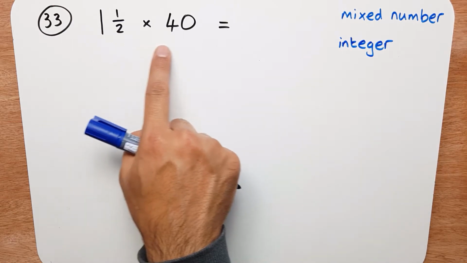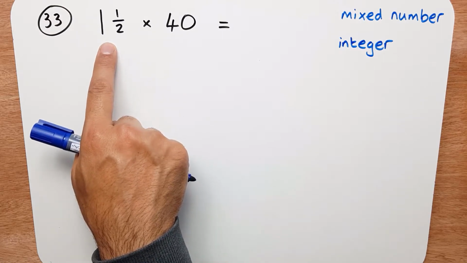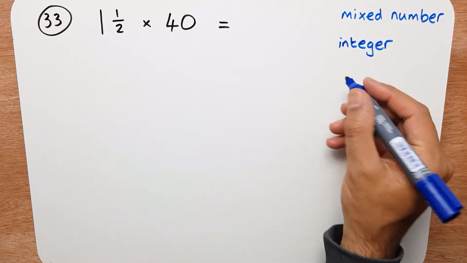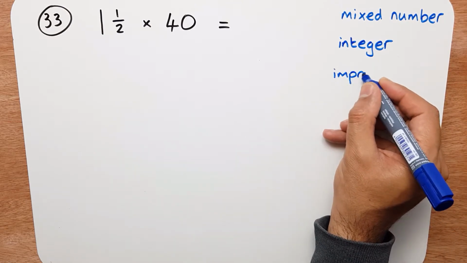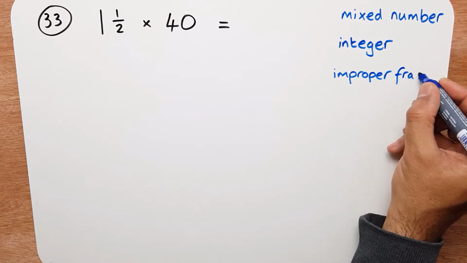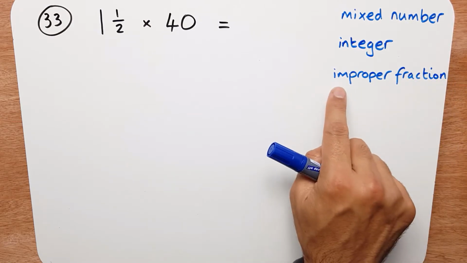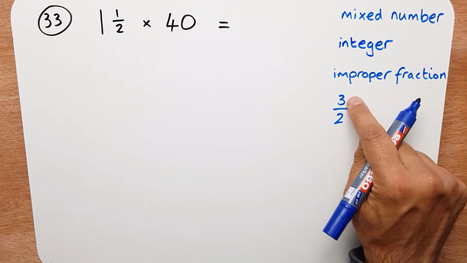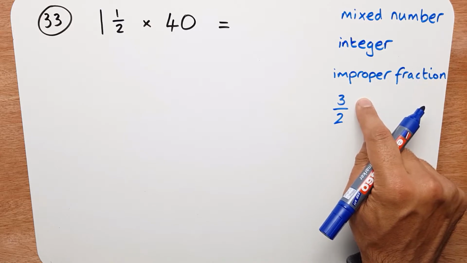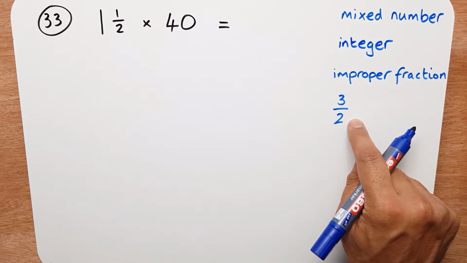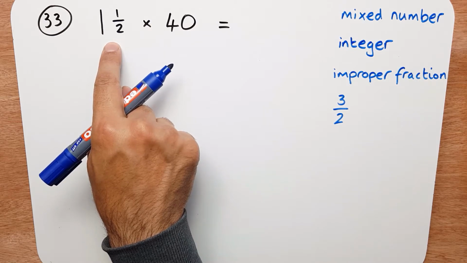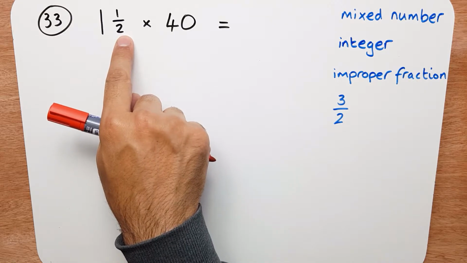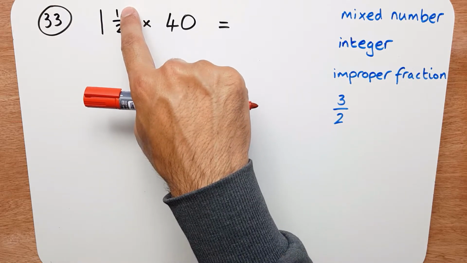Now, how do we do this? The first step is to turn this into an improper fraction. Let me write that down, improper fraction. Now, what's an improper fraction? Where the top part is bigger than the bottom part, where the numerator is bigger than the denominator. Now, how do we convert this into an improper fraction? It's the big number times the bottom number, add the top number.